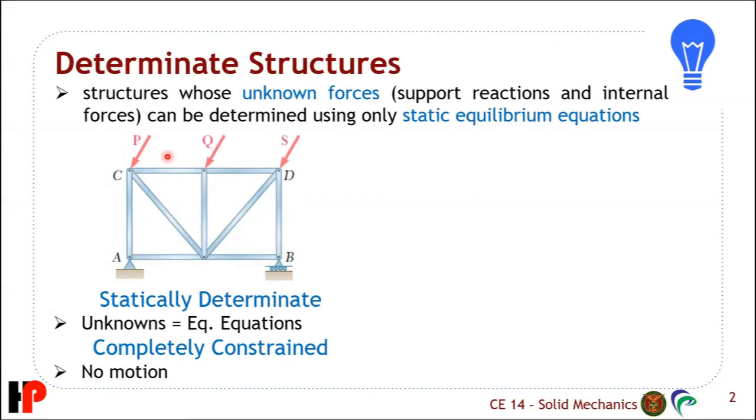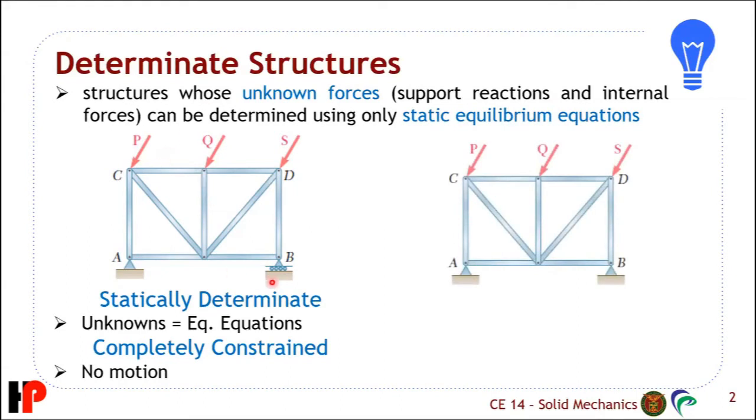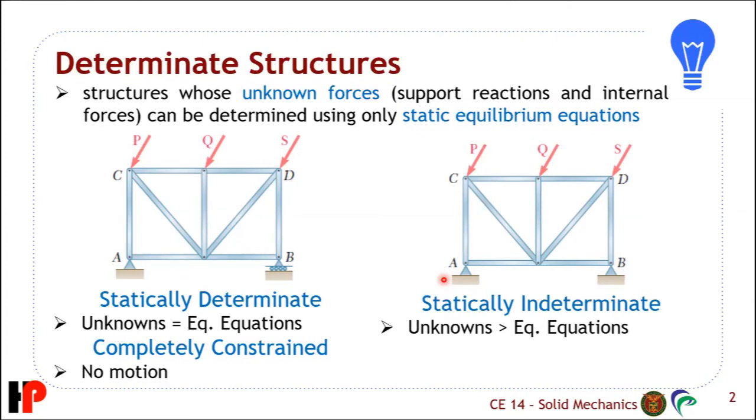Now, compare it to this one. The only difference is that the roller at B was changed into a pin. If you have that kind of change, it will now be statically indeterminate because your number of unknowns are now more than the number of equilibrium equations. So if you notice in the examples from your statics class, it's always a pin and a roller or a cantilever, because those are the supports that are statically determinate. But if you have two pins, most cases would lead it to become statically indeterminate. But still, under normal loading, this will not move, so it's still considered to be completely constrained.